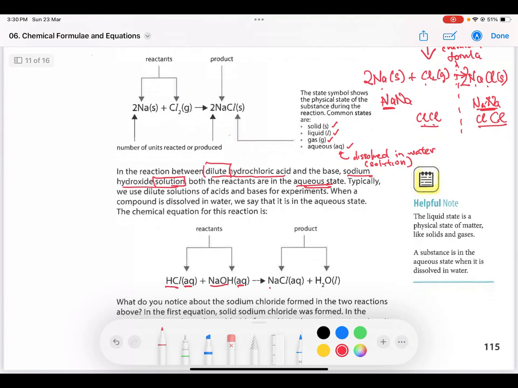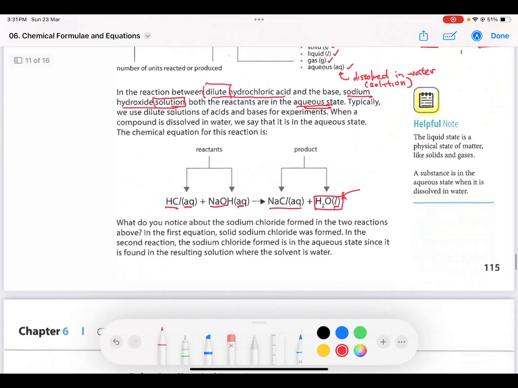Then you actually form your sodium chloride dissolved in water, so salt water plus water. Now water, usually you'll put H2O liquid. So water itself, you don't dissolve water in water, right? So you'll never say water is in aqueous state. Water usually is always in the liquid state.